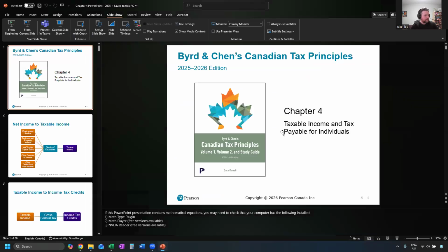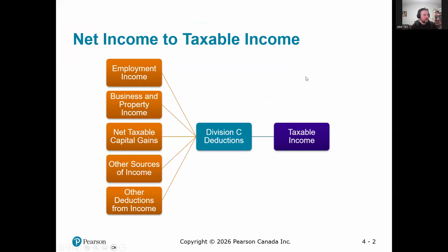So, taxable income and taxes payable. When we are discussing net income, it includes our various employment income inclusions, our perks and benefits, business and property, net capital gains, other sources, and other deductions. This calculates our net income. From Division C deductions, that brings us to taxable income. So that's our first step, and that's kind of what we were doing in chapters 1 to 3.